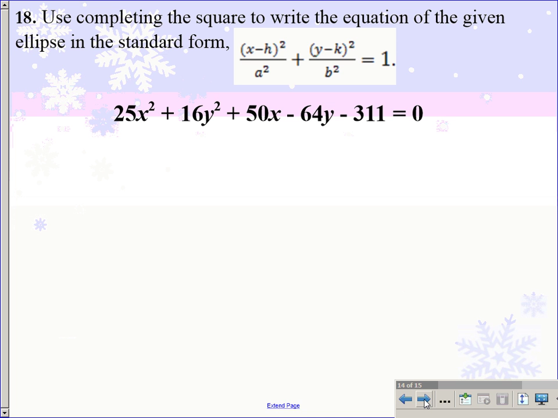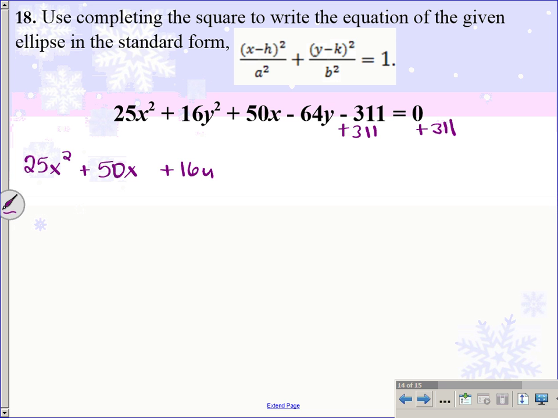Number 18 asks us to use completing the square to write the equation in standard form. So remember, we have quite a process here that we have to follow. Steps 1 and 2 say to group your like terms, so get your x's together and your y's together, and move your constant over. So I know I'm going to be adding 311 to the other side. And now I'm going to group my 25x squared plus 50x plus my 16y squared minus 64y equals 311.